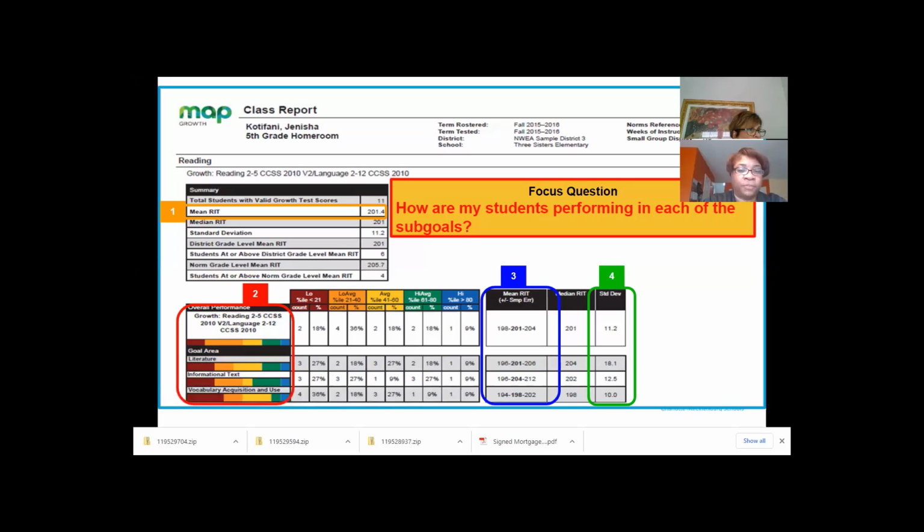I've been teaching literature. So I want to go all the way over to where the number 3 is and look at my mean RIT. I see that my mean RIT for literature is 201. I already know that 201 is a level 1. I am concerned because I've been teaching at least 60 to 75% of that topic. So I expected that mean RIT to be higher and to be at least a level 3.